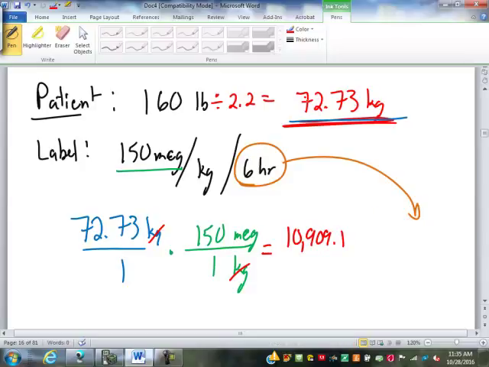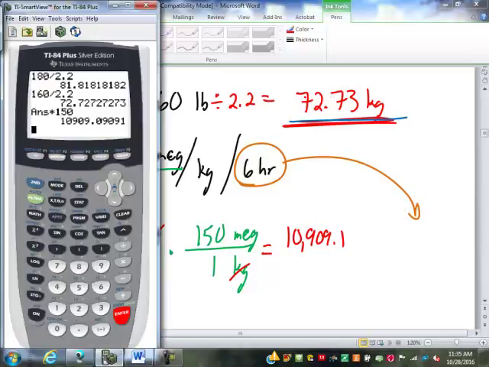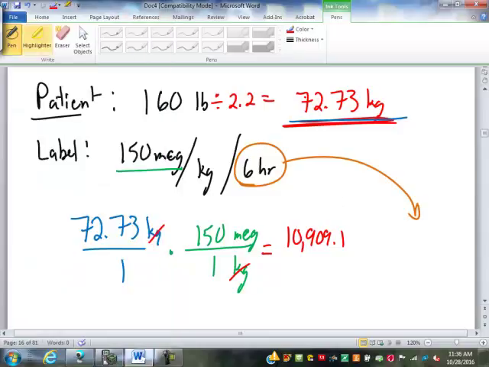This is where it gets a little tricky as well. You'll notice I left it in my calculator and multiplied by 150. If you rounded it to 72.73 times 150, you get 10,909.5. So it doesn't seem like it should make that big of a difference, but it does. So that's micrograms over 1.